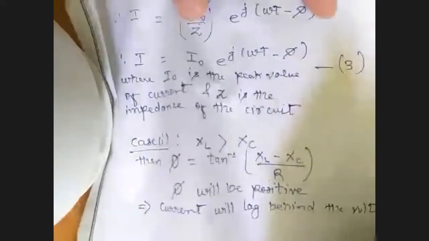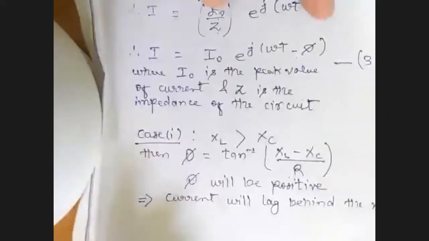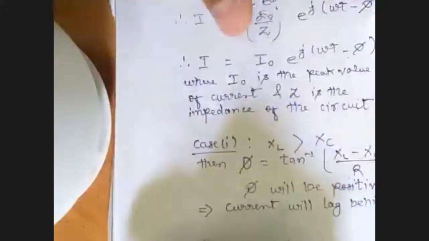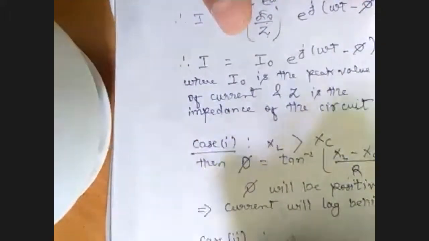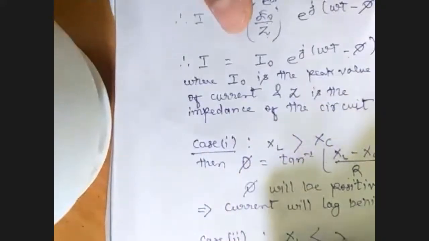Current will lag behind the voltage in the circuit. Now consider case 2. Case 2 is whenever XL will be less than that of XC.